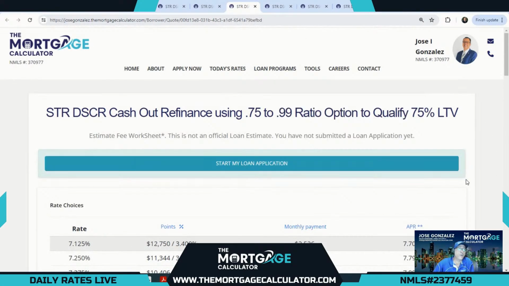And now for some similar tweaks and twists with our cash outs. So we can use the same low ratio 0.75 to 0.99 option as a cash out for our short-term rental. Keep in mind now the following in this particular scenario with this particular option that I'm talking about on a refi, where you're not going to be asked for a lease. A lease is not a requirement.